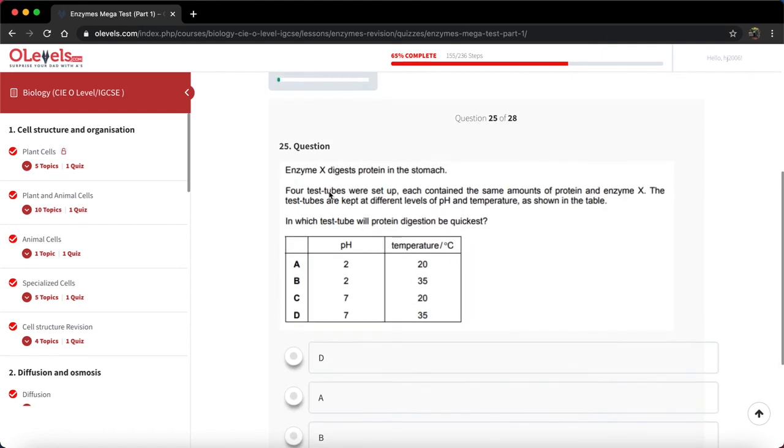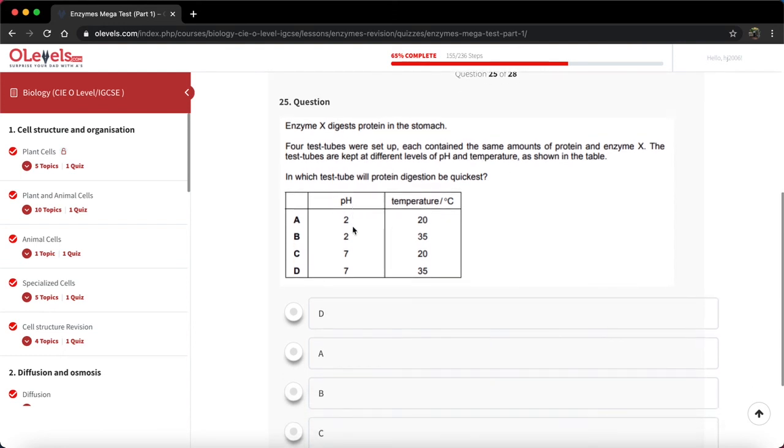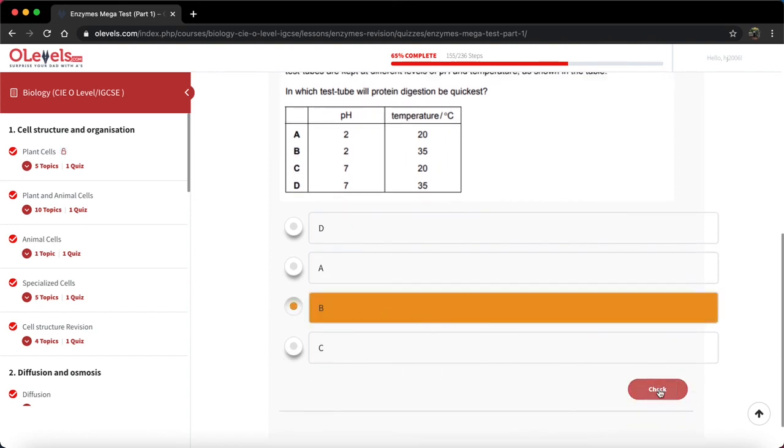Next, an enzyme acts to digest protein in the stomach. Four test tubes were kept, and I think we have done with the protein and enzyme. In which test tube will protein digestion be quickest? The pH should be very low, because the stomach is an acidic medium, so 2, and the temperature could be as high as 35, which is approximately the body temperature. So B is the correct option.